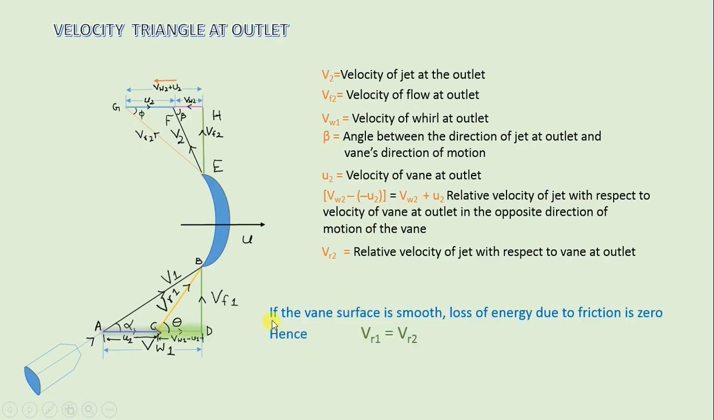If the vane surface is smooth, so that loss of energy due to friction is zero, then VR1 is equal to VR2. If the blade is moving linearly, that means this blade is moving at the same speed and in the same direction, like this, then U1 is equal to U2 is equal to U. Okay, we have already discussed the different terms of the velocity triangle at inlet and the velocity triangle at outlet.